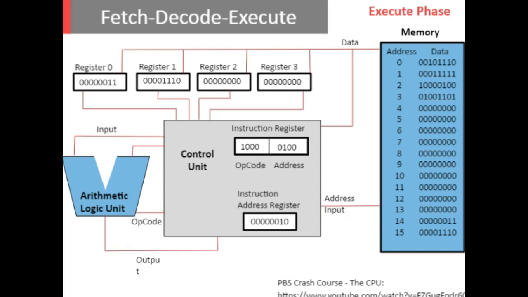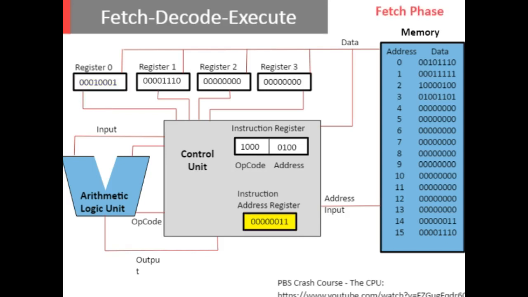The ALU returns the result, which in this case is 3 plus 14, which is equal to 17, or in binary, 000100001. Returns this value to the CPU, which then stores it in register 0. The cycle is completed by incrementing the instruction address register to 3.